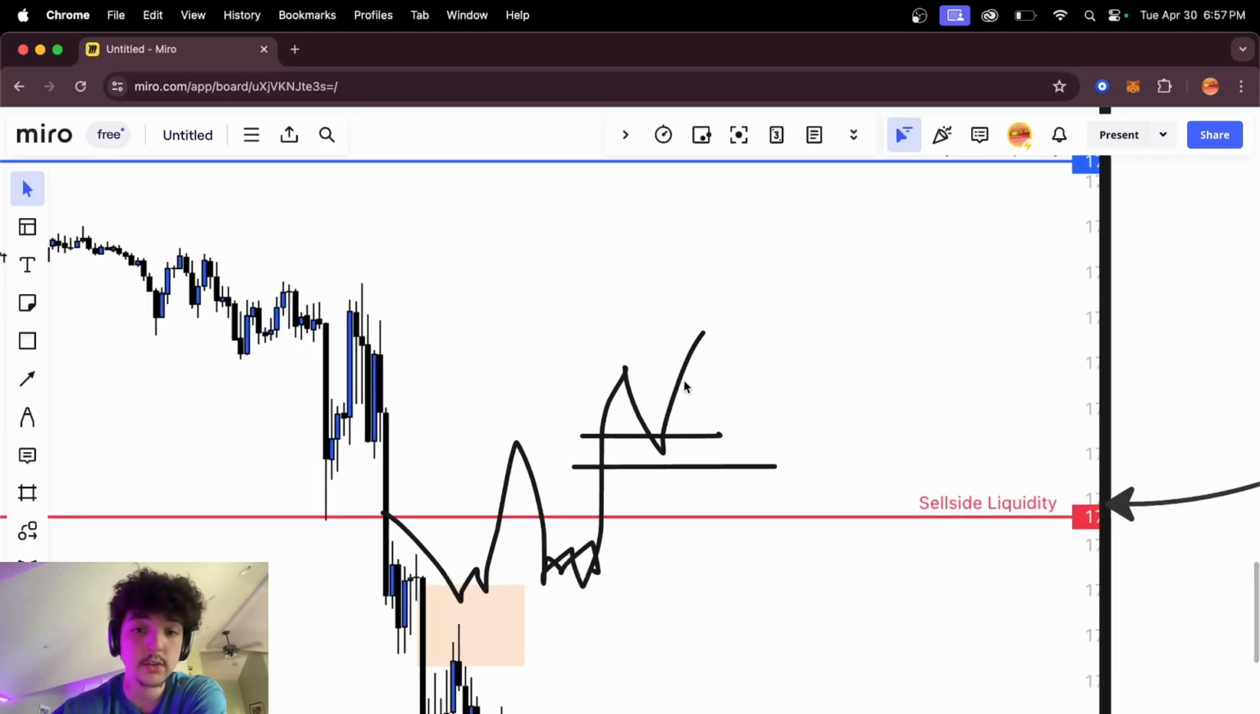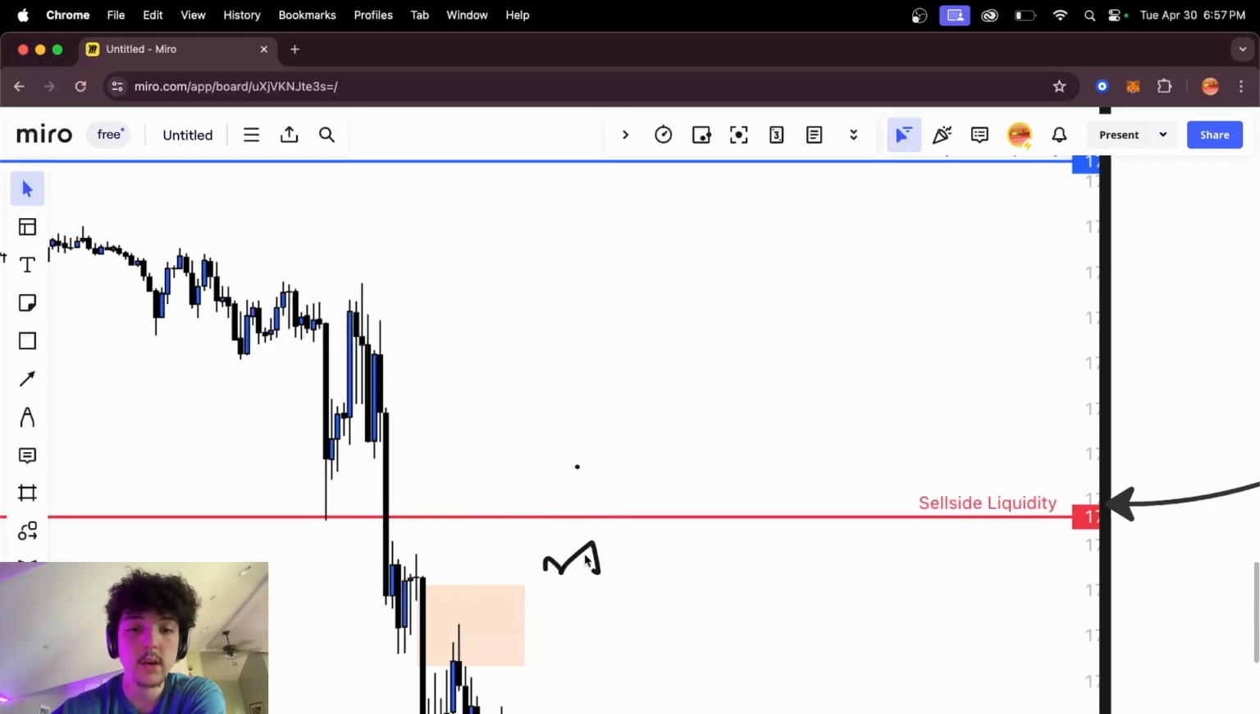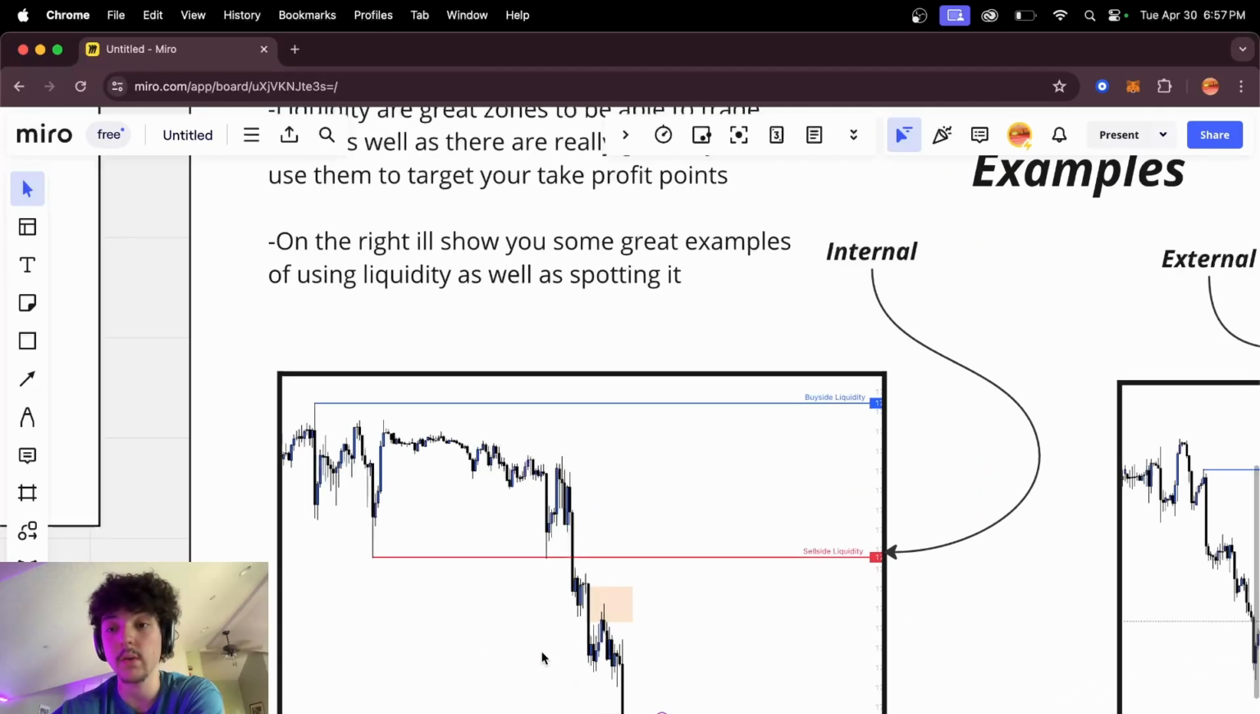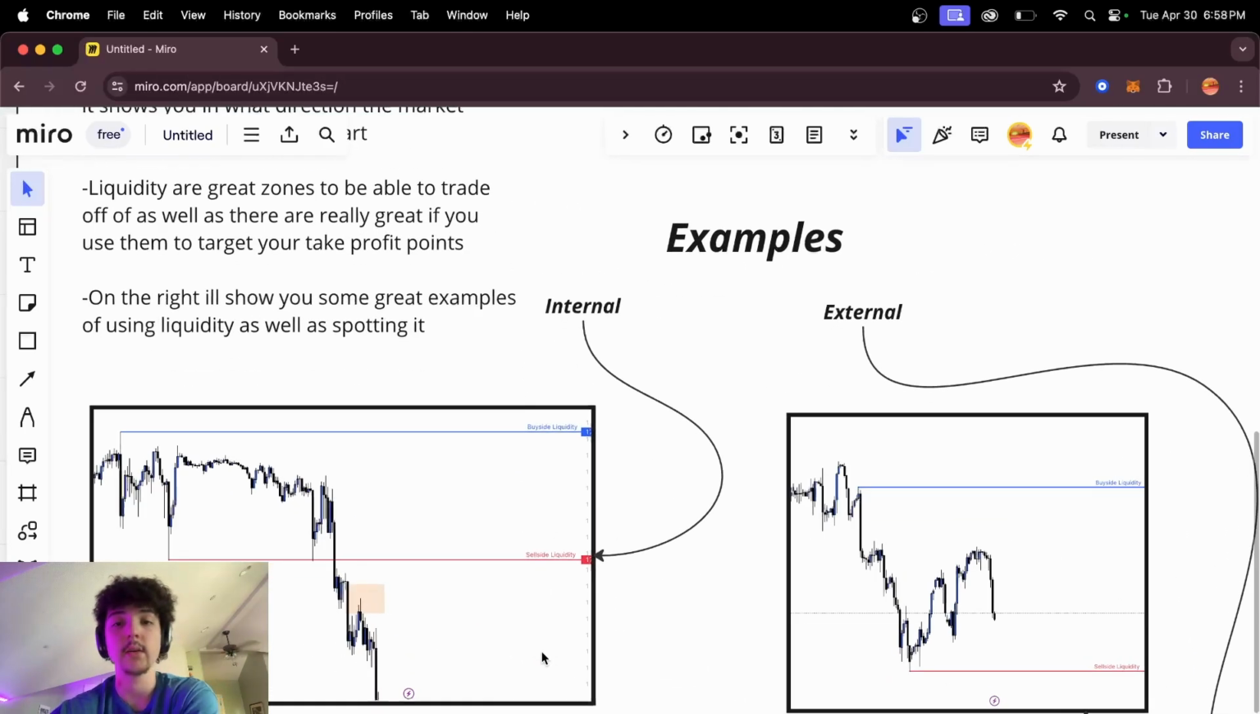Also pairing market structure shifts as well, which was my last video of ICT Concepts, is a really, really great one. Market structure shifts are very, very helpful in another way to see in what direction the market is actually going to go, whether it's going to go in one direction or the other.